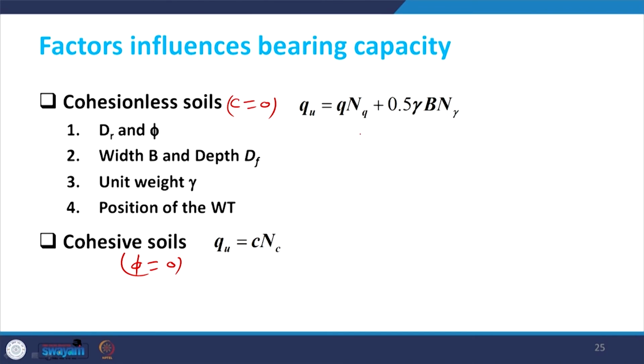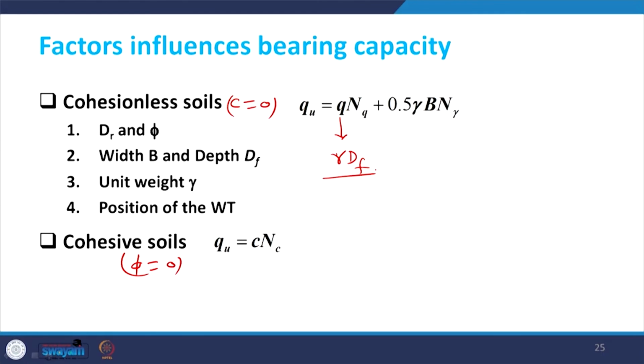There are two terms when C equals 0: qu = q Nq plus 0.5 gamma B N gamma, and these are the factors listed, because Nq and N gamma are functions of phi or relative density. So, phi is coming in Nq and N gamma. Width is also coming and depth will come, because q is nothing but gamma into Df. So, both depth and width of the footing will influence the bearing capacity for cohesionless soils, for sandy soils. Unit weight gamma is also influencing, and position of the water table, because water table corrections need to be applied in both the terms when the water table rises. So, cohesionless soils ultimate bearing capacity is affected by these factors.